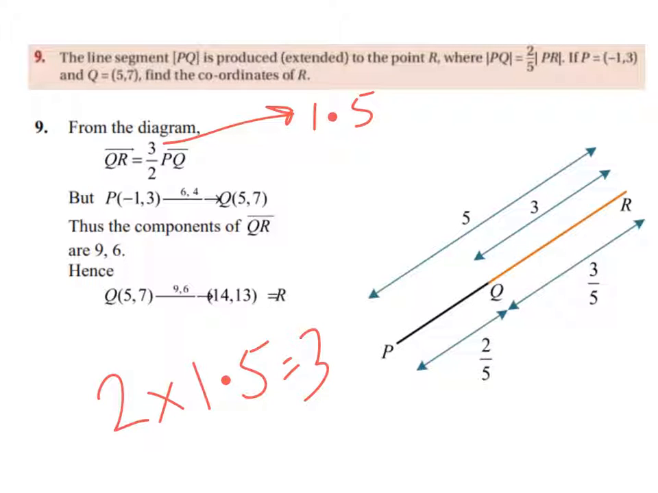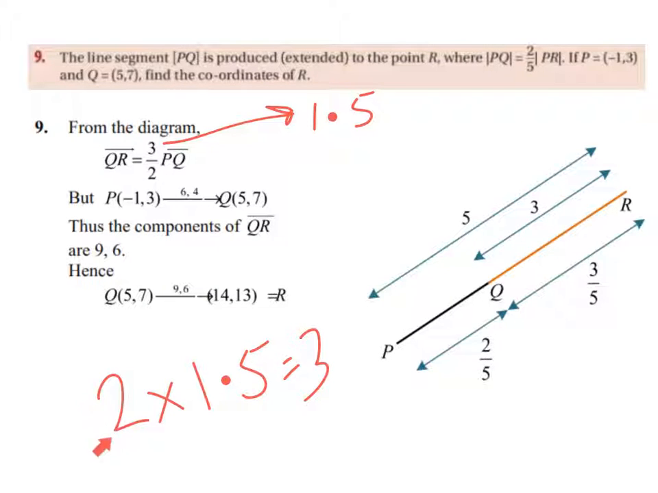So from Q to R is going to be equal to 3/2, which is 1.5, times PQ. So where does this 3/2 come from, which is the same thing as 1.5? Well, if we forget about the fifths for the moment, and we just say that from P to Q is 2 parts, and from Q to R is 3 parts, so forget about the 3/5 and just say it's 3 parts. So from P to Q is 2 parts, from Q to R is 3 parts.